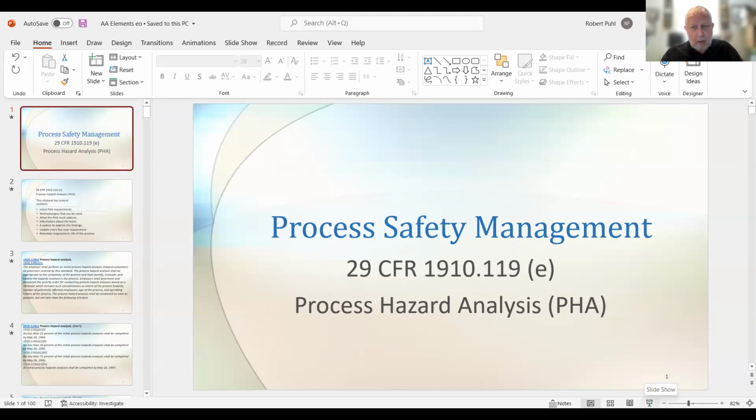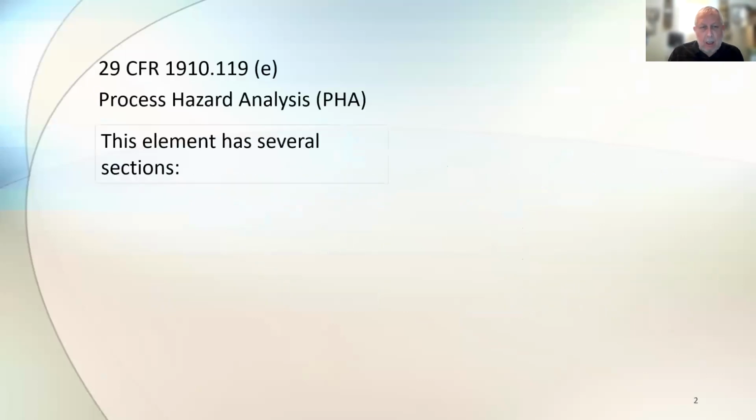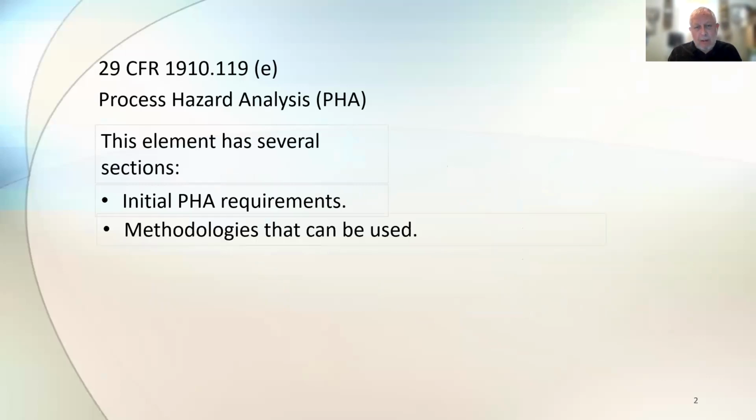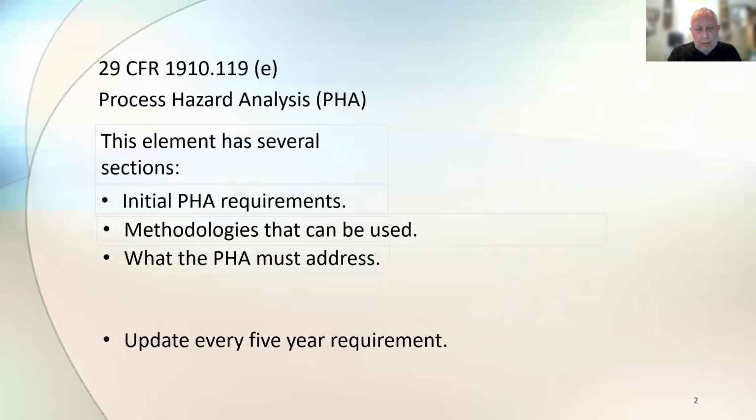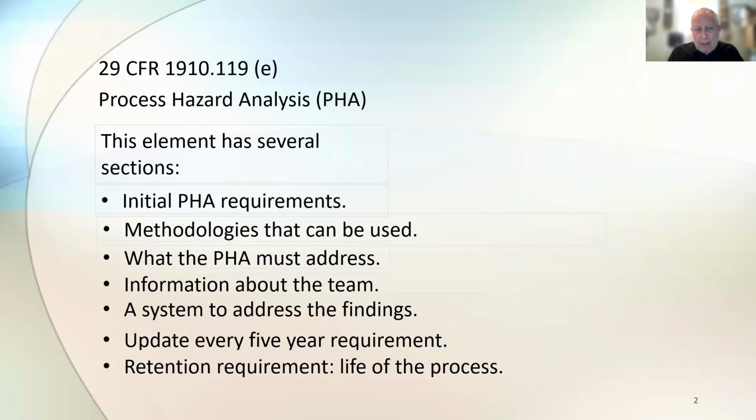All right. Process safety management, 29 CFR 1910.119, Section E, process hazard analysis, commonly called a PHA. It has several sections: initial PHA requirements, methodologies that can be used, what the PHA must address, and information about the team, a system to address the findings, update every 5-year requirement, and retention requirement, which is the life of the process.